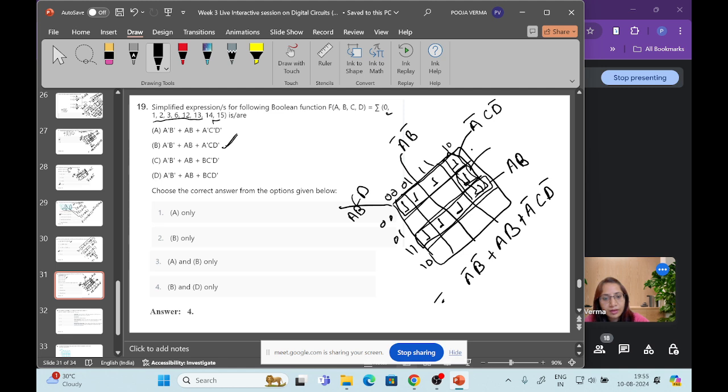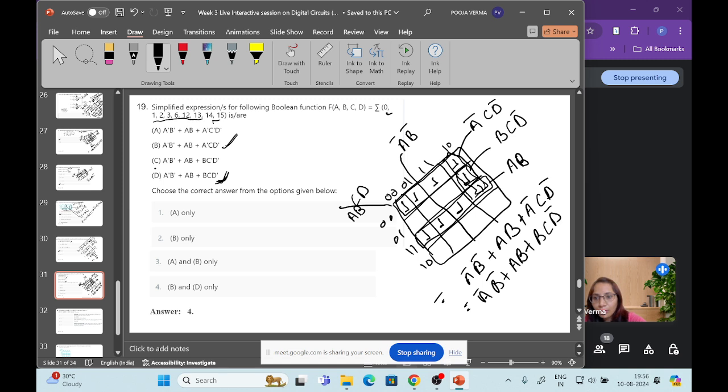So B will be common and C, C bar. So another expression can be A dash B dash plus AB plus B dash C D dash, right? Which one? B, only B. It is not a dash, right? Because we are making on this, so one we need to take common. So B, C, D dash. So another expression will be this one.